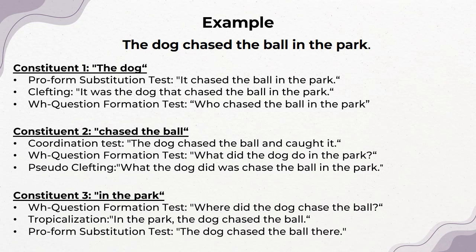The third constituent is in the park. Using the WH question formation test, it will be, where did the dog chase the ball? Using the topicalization, it will be, in the park, the dog chased the ball. Using the pro-form substitution test, it will be, the dog chased the ball there.